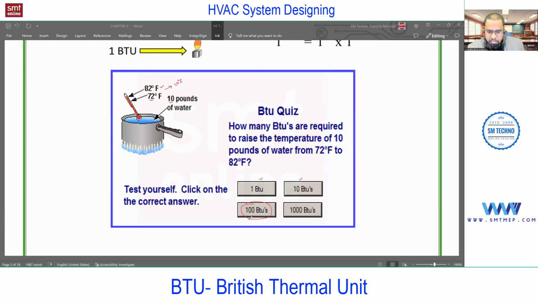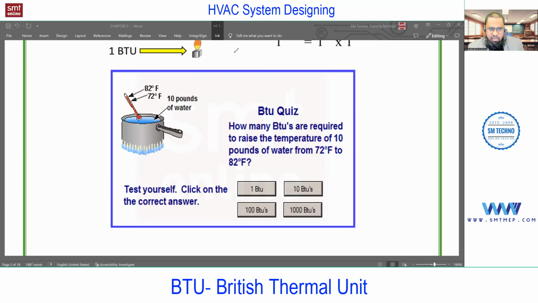Why? Because the mass is 10 pounds. And the temperature rise is also 10 degrees. So 10 into 10 is what? 100 BTUs are required. In case I consider 1 pound, then 10 would be the correct answer. But here the quantity is 10 pounds, so that's the reason 100 BTUs are required. Very simple. But try to understand the concept, because this will be used at the time of load calculation.